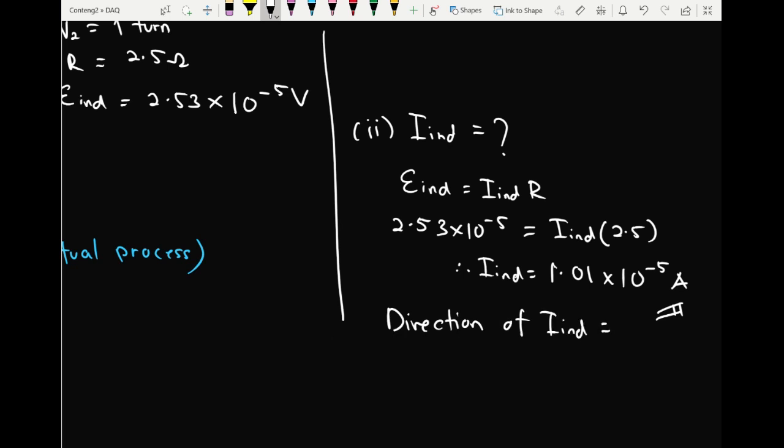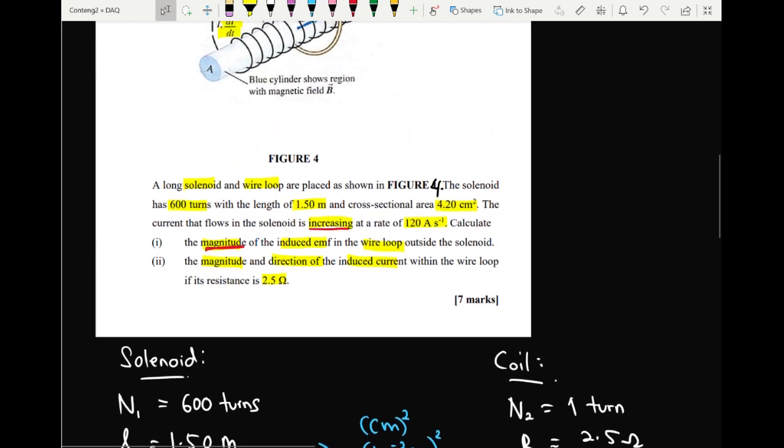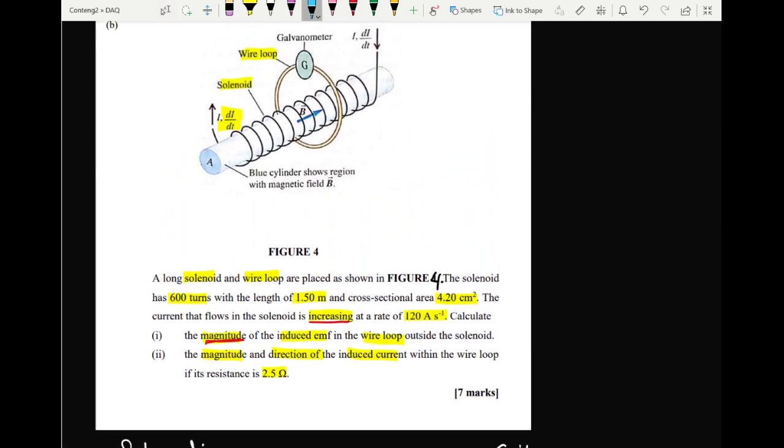So the direction of induced current, you need to refer to the diagram. When we increase the current, the magnitude of magnetic field, the magnetic field line will be increasing. Your B is increasing. But then for Lenz's law, it states that it will oppose any changes. So we will have the direction of induced magnetic field in opposite direction.